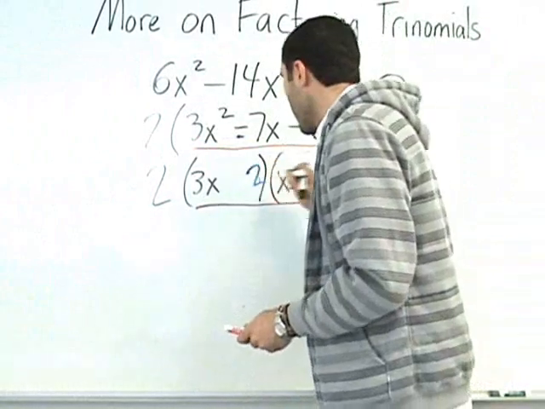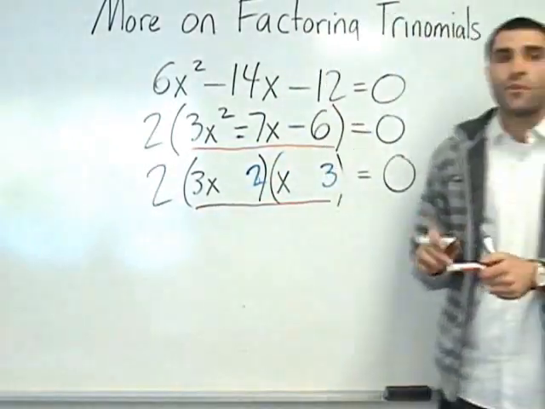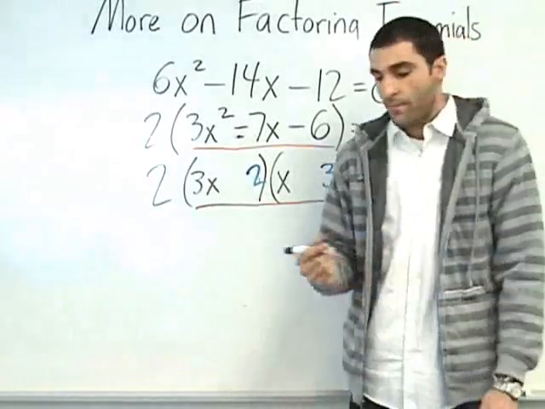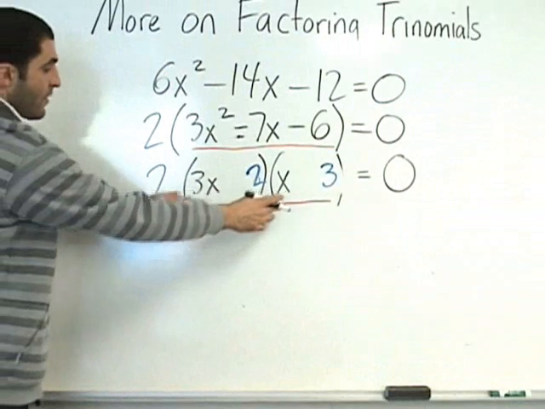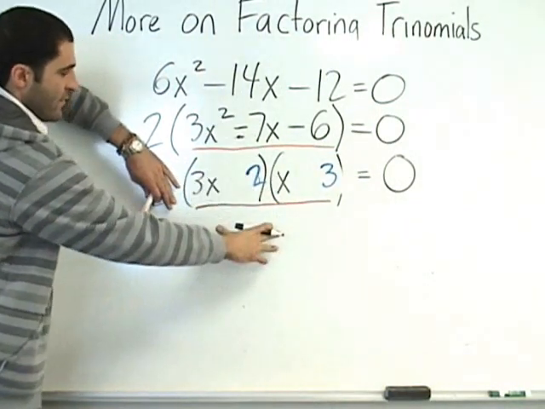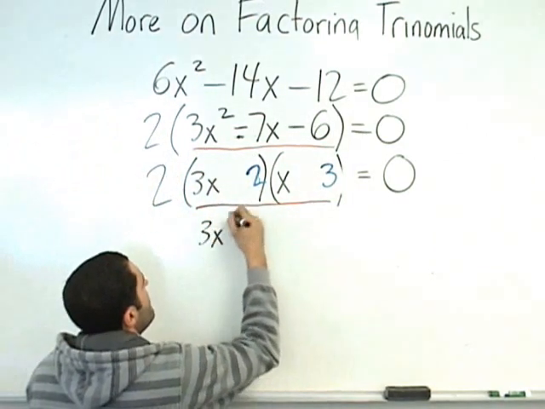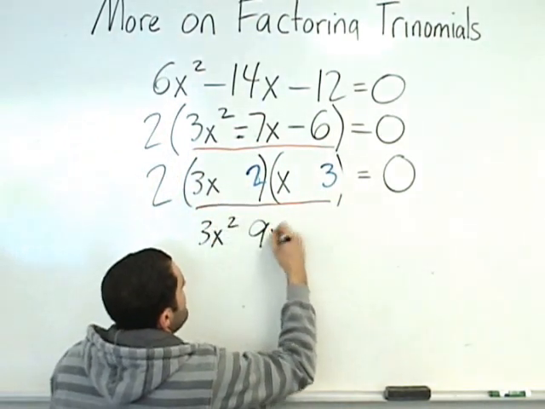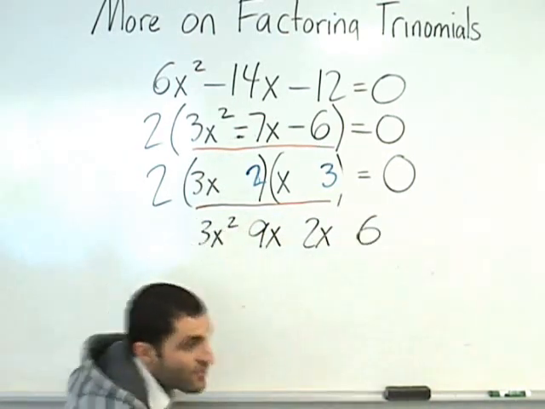2 and 3. Let's give this a try. Someone else to FOIL to check. Please, yes, go ahead. 6x. Well, let's do the... no, just FOIL this. We're doing the red. Okay. 3x squared, and then 9x, 2x, and then 6. All right, good news, right?